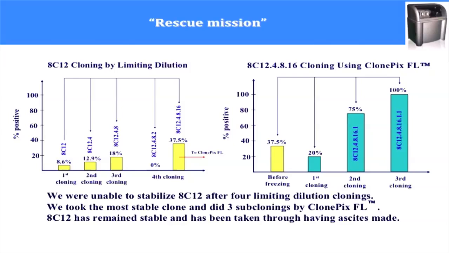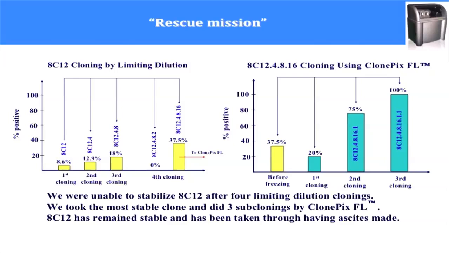After 4 limiting dilutions, each one taking 2 to 3 weeks, it was already taking us almost 2 months to try to stabilize that clone. After the first round, it's 8.6% positive. After the second round, 12%. After the third round, 18%. After the first round, 1 subclone was already lost completely. The other one is 37.5%. So at that moment, we just said, no, we're not going to do this anymore.